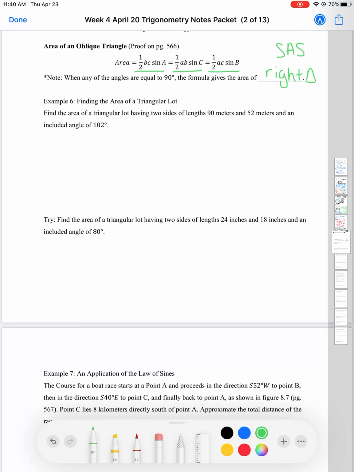So find the area of a triangular lot having two side lengths of 90 meters and 52 meters and an included angle of 102 degrees. In this case, they tell you two sides and the included angle. You don't really even need to sketch a picture. You don't need to know which one's A, which one's B, and which one's C. You know the two sides are 90 and 52, and then you know the angle is 102 degrees.